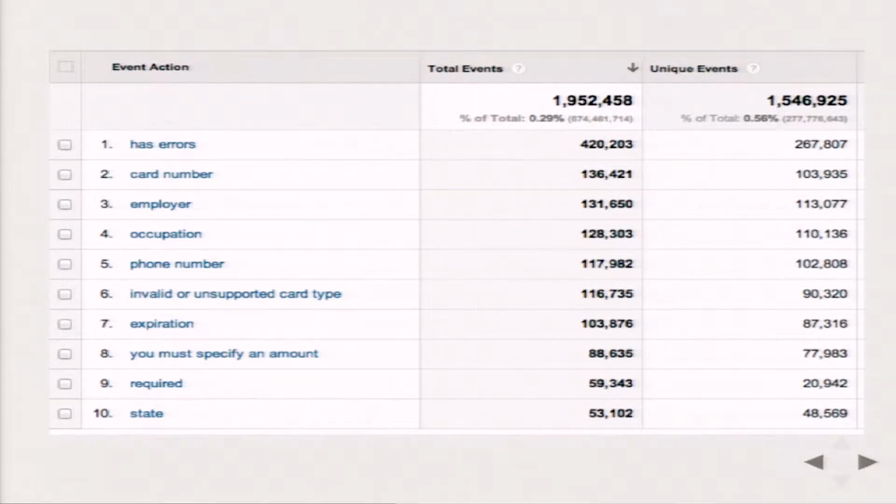And you can see the number one value there is just that the submission had errors in it. And then number 2 is card number. So that was somebody who actually didn't enter the card number correctly. And then 3 and 4 are employer and occupation, which I'm going to focus on now, but I'll get back to card number in a second.